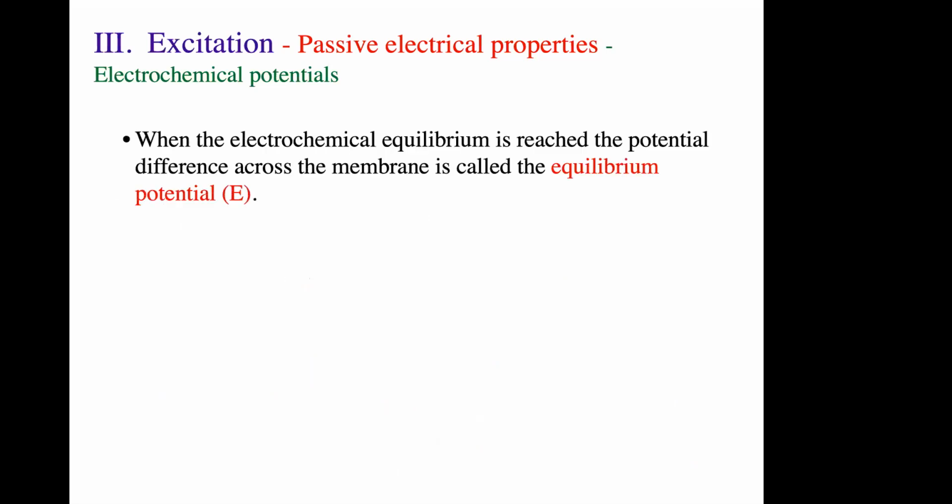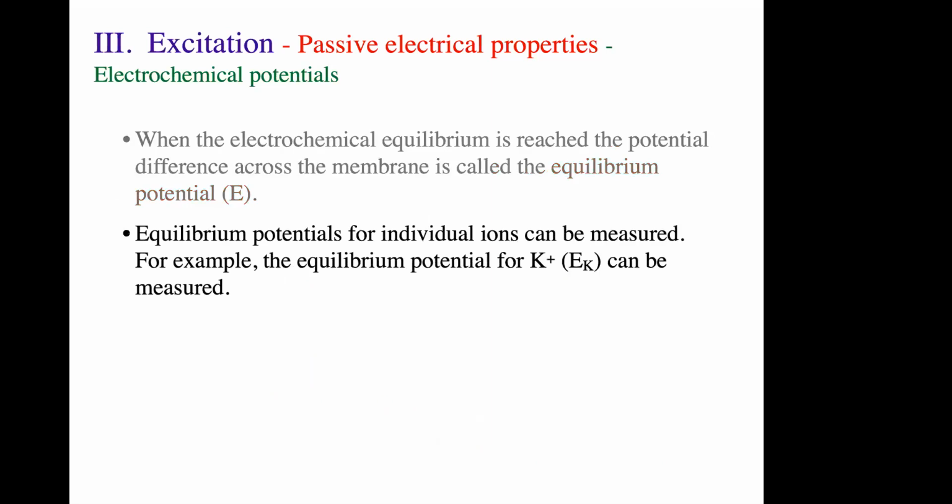So when this equilibrium is reached, we call the potential across the membrane an equilibrium potential. It's designated by the letter E. You can actually calculate the contribution of each ion to the equilibrium potential. So you can calculate a value for equilibrium potential for individual ions. And so we can calculate this for K, and it would be designated E sub K. All right?